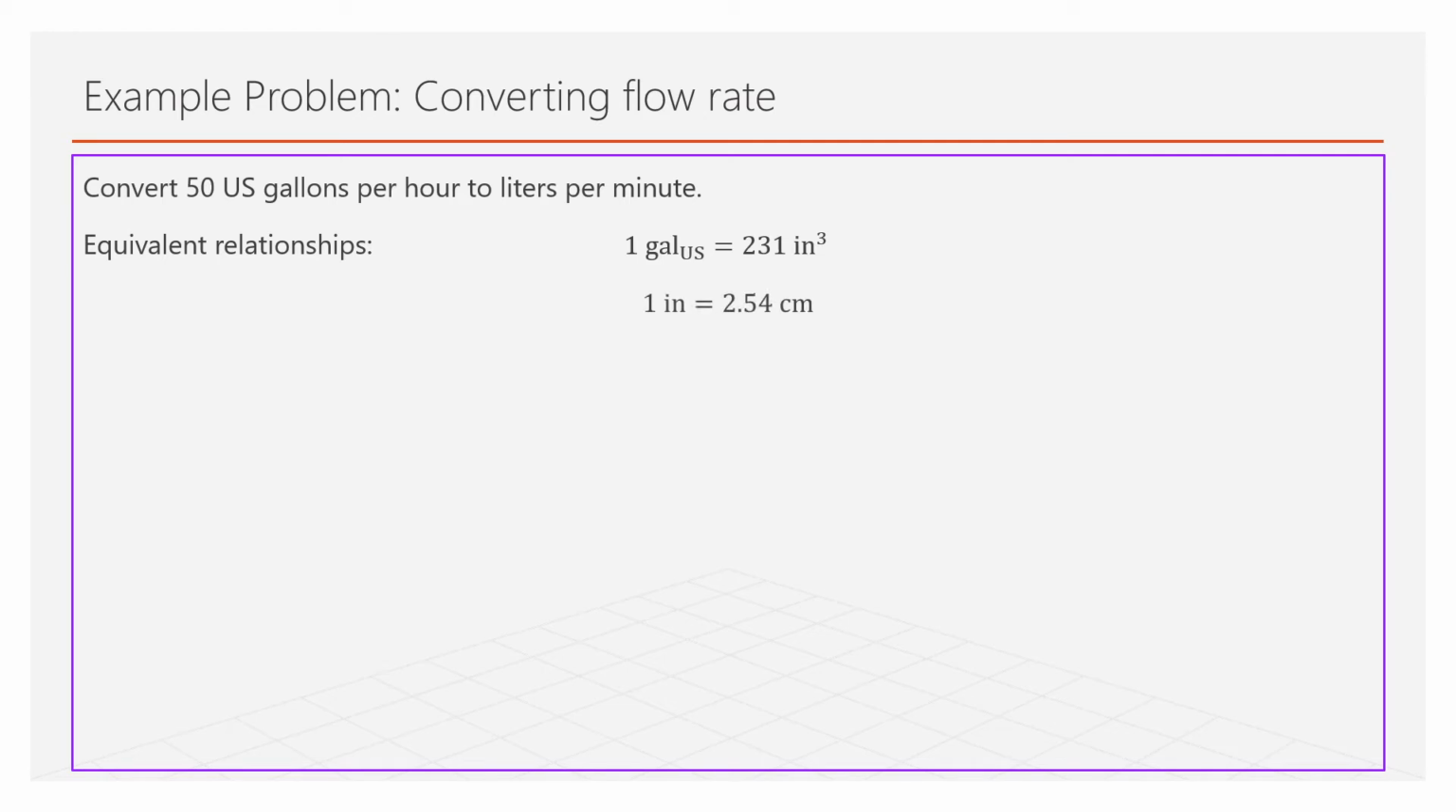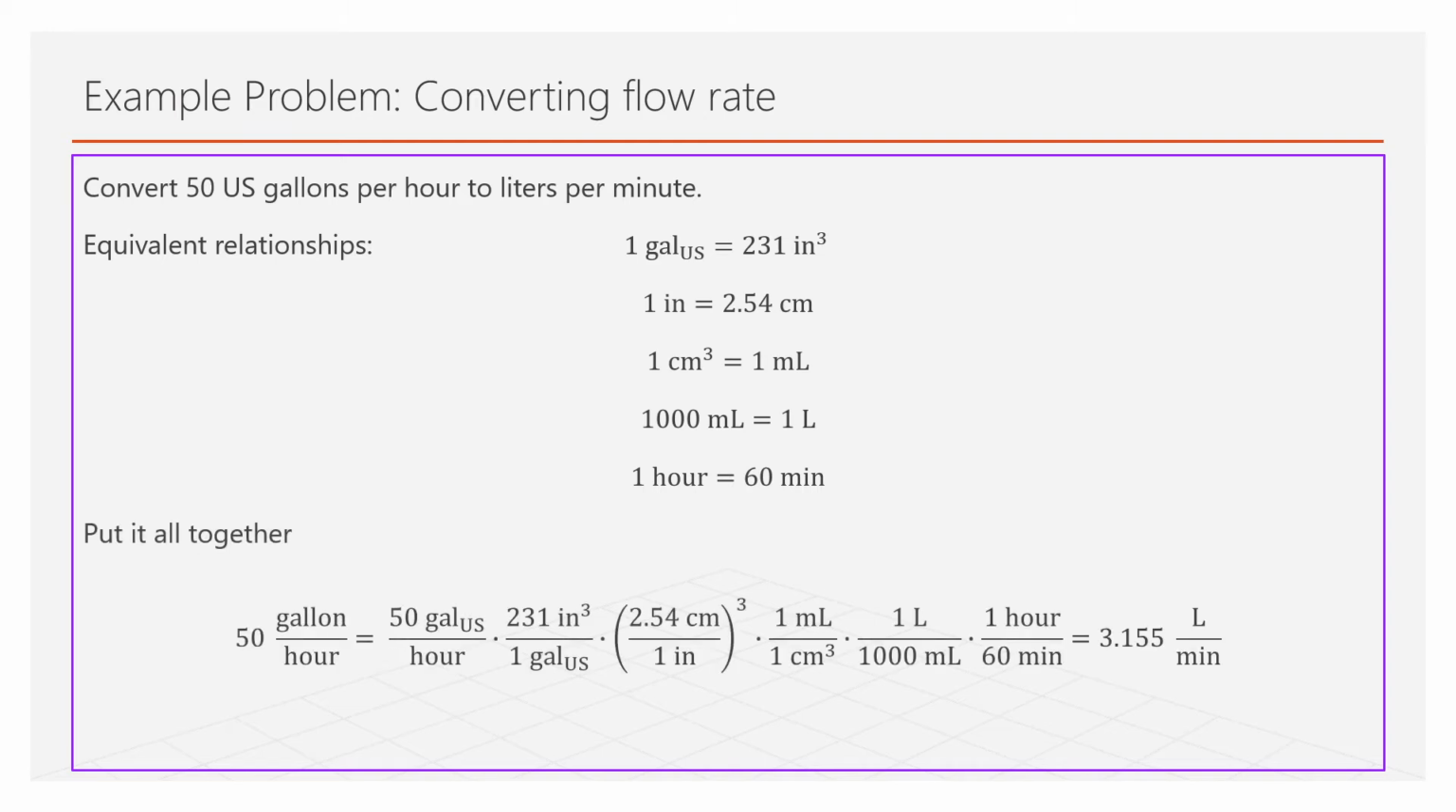1 inch is equal to 2.54 centimeters. 1 cubic centimeter is equal to 1 milliliter. 1,000 milliliters equals 1 liter. And 1 hour equals 60 minutes. Then we put everything together, and it looks like this.